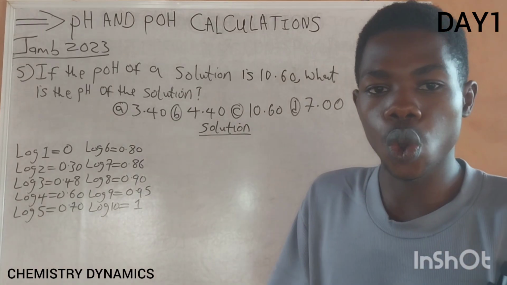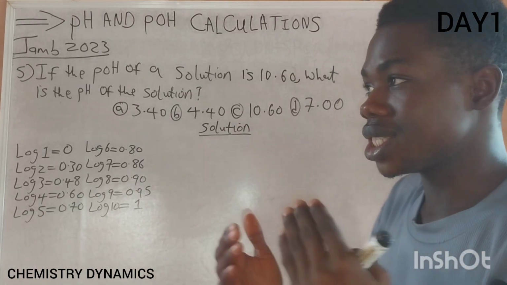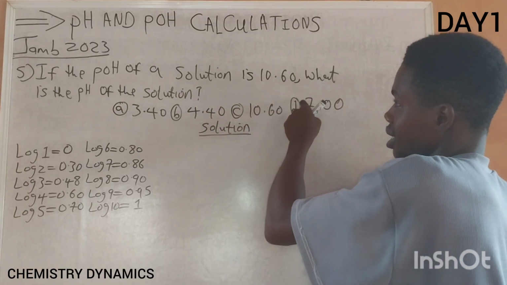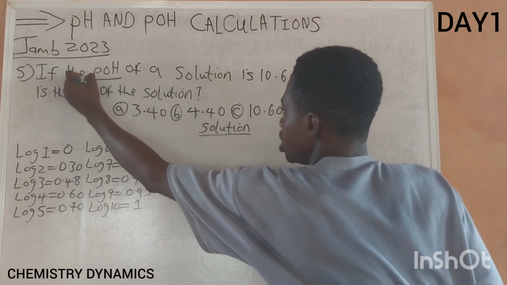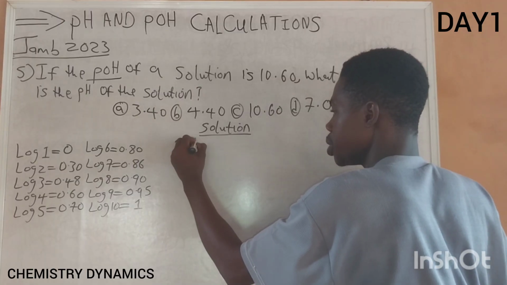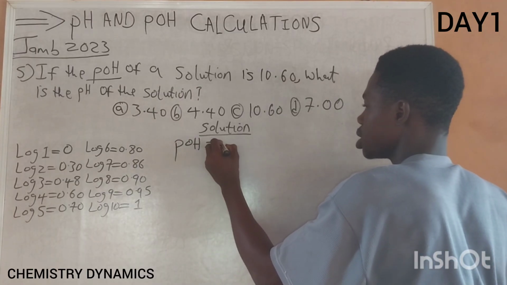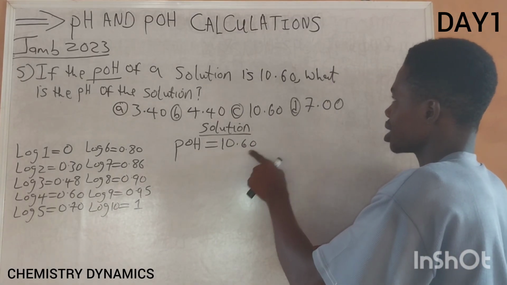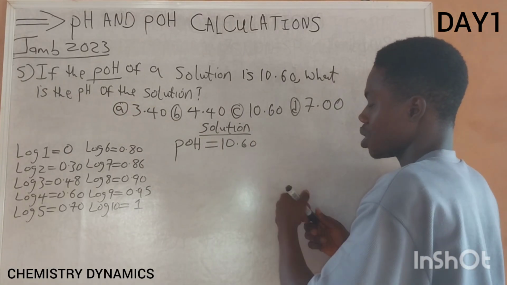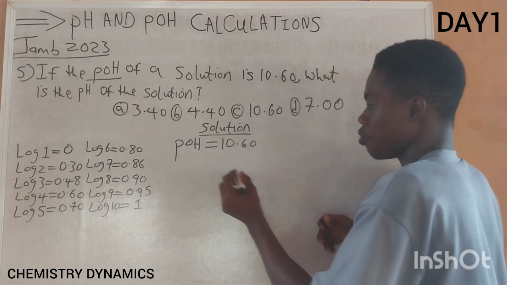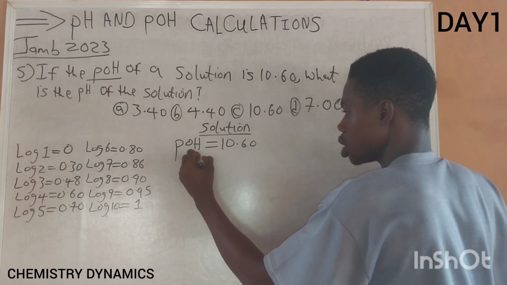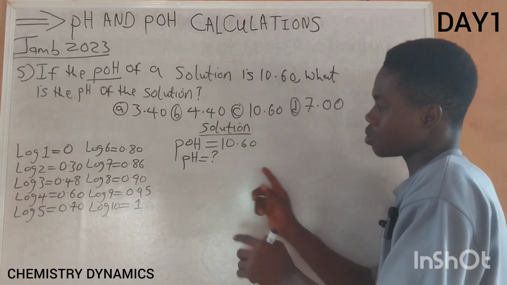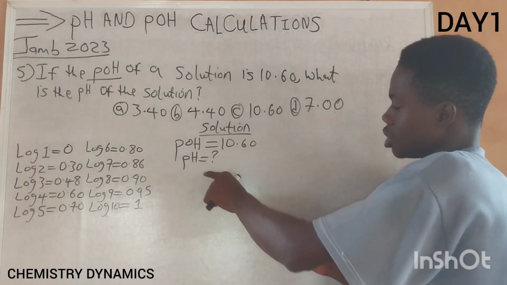So moving on to the next question. The question says, if the pOH of a solution is 10.60, what is the pH of the solution? So they give us the pOH and they're asking for the pH. The pH we don't know, that's what we are being asked to find.